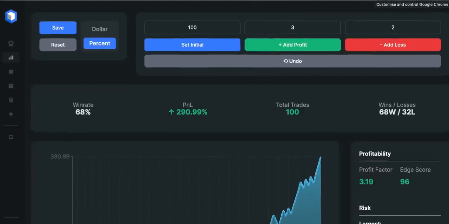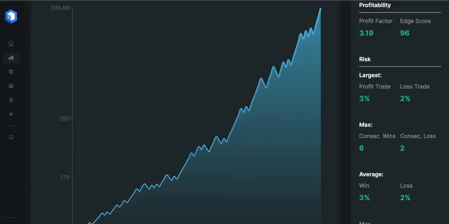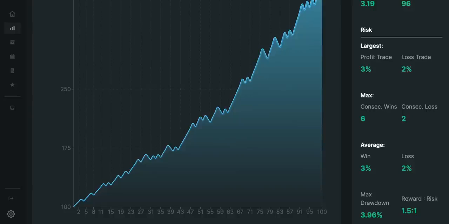Okay, the backtesting is finished and here are the results. The win rate for this strategy is 68%, which is pretty good, and we gained over 290% of profit on our account. The profit factor is 3.19 and we had 6 consecutive wins against 2 consecutive losses. And the maximum drawdown for this strategy is 3.96%. So yeah, quite impressive results, not gonna lie.